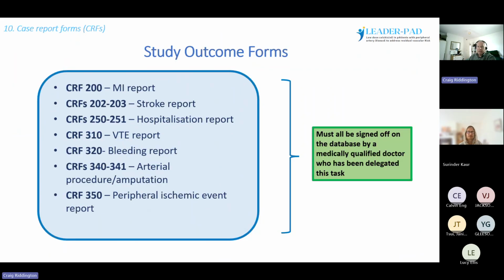This slide shows the outcome forms. You must upload evidence for these events. Evidence that can be provided is detailed in the data collection manual. All evidence must have identifiable information redacted and just include the study ID.